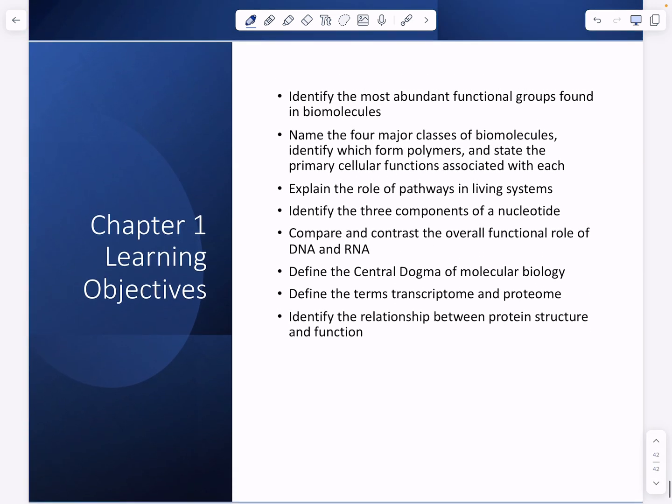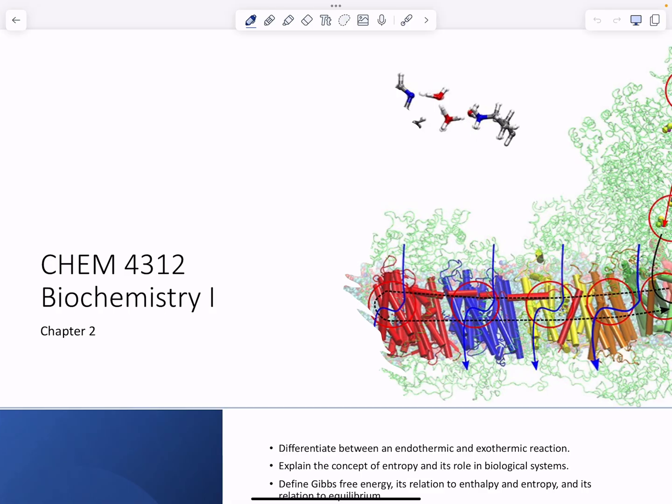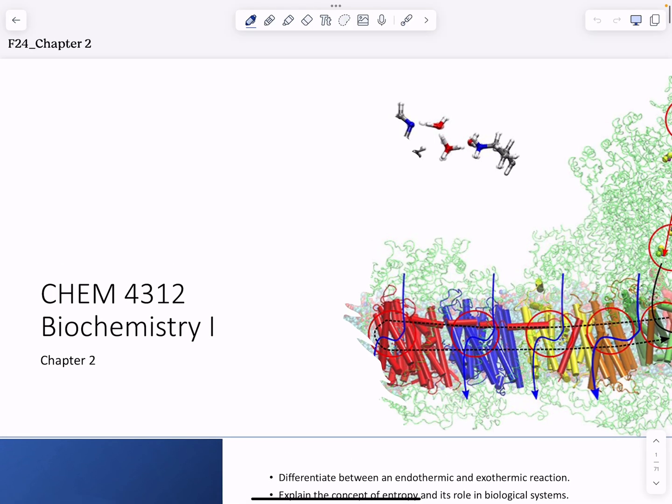Okay, so that sort of ends our tour of the central dogma of biology and talking about the major classes of molecules we're going to study. So what we're going to do now is move into chapter 2, where we've already talked a bit about intermolecular forces in lab. So today we're going to be talking about energy and the laws of thermodynamics.